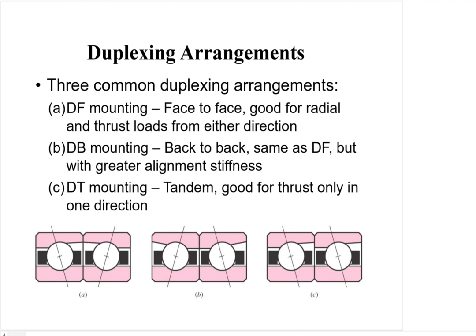Here's some common duplexing arrangements. Some of them are the same direction, some of them are opposite. So these first two, A and B, are for thrust loads from either direction. In C, this can only take thrust in one direction, but you're still loading the bearings up against each other for extra stiffness.